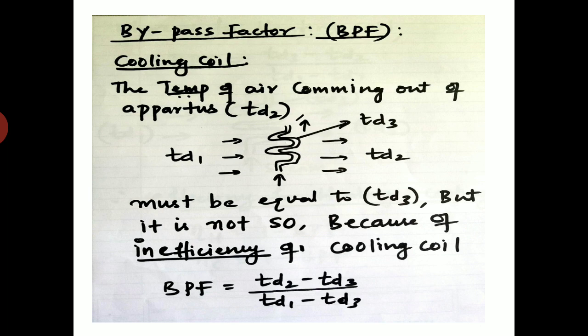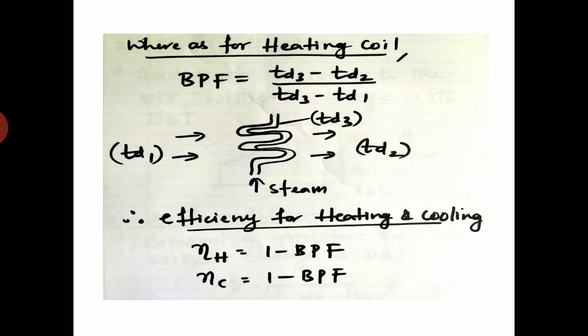So the temperature of air coming out of the apparatus is TD2. TD3 is the coil temperature, TD1 is the inlet temperature; TD2 must be equal to TD3, but it is not so because of the inefficiency of the cooling coil. Therefore, the bypass factor can be obtained as TD2 minus TD3 divided by TD1 minus TD3. This is called the bypass factor. Whereas for a heating coil, the bypass factor can be written as TD3 minus TD2 divided by TD3 minus TD1. This is in case of the heating process.